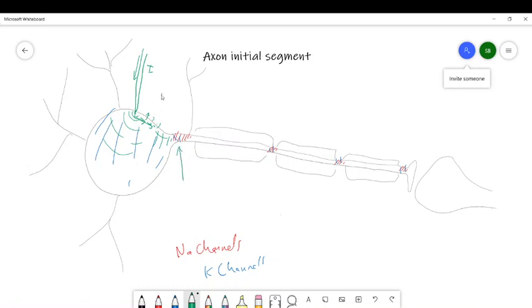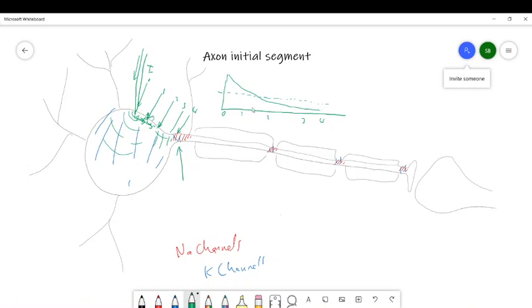So if I were to record from here, 1, and here, 2, and here, 3, let's call it 0, 1, 2, 3, I would have an exponentially decaying amplitude of this depolarization. So if this is 0.4, at this point it's not above threshold, so I don't see an action potential.